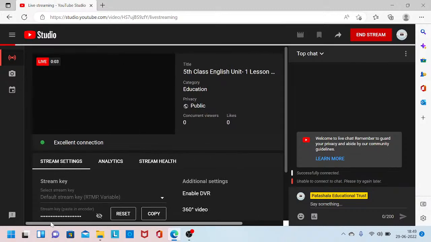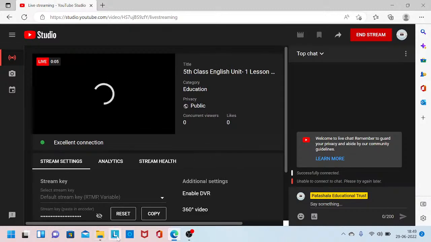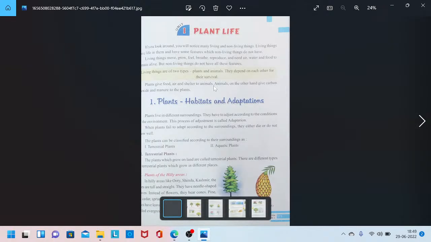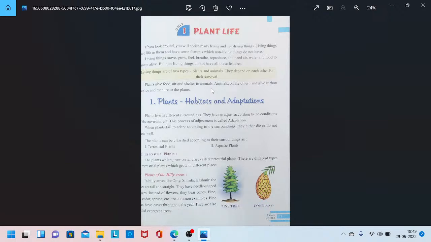So today what am I going to teach? Now I am going to teach about 4th class unit 1. So what am I teaching? That is about plants, about plant life. So by looking at my screen now, I'll read the textbook.